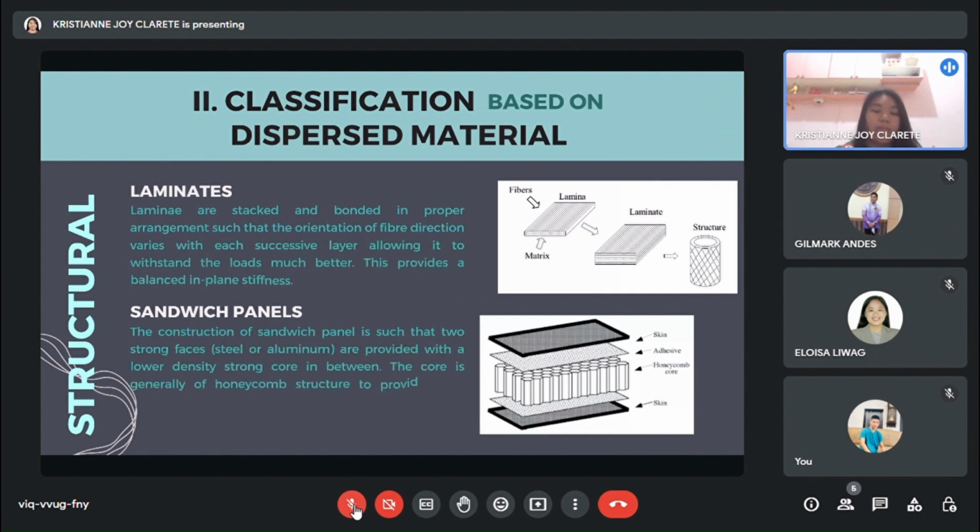So firstly, we have structural. What makes structural composites unique to others is that it is the only one with compressed, multi-layered constituent materials. We have two types: structural laminates and sandwich panels. Laminae are stacked and bonded in proper arrangement such that the orientation of fiber direction varies in successive layers, allowing it to withstand the loads much better. This provides a balanced in-plane stiffness.